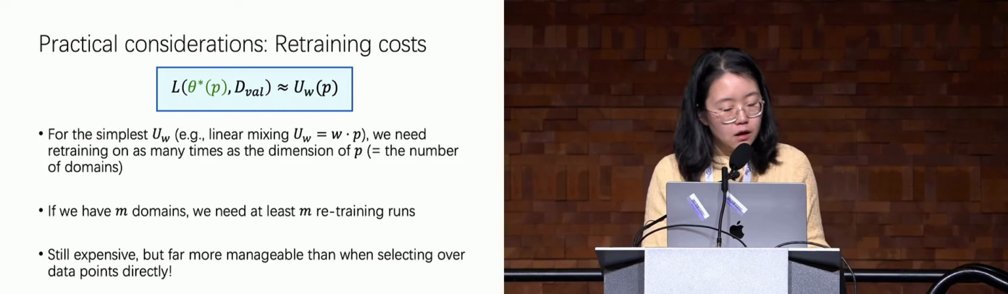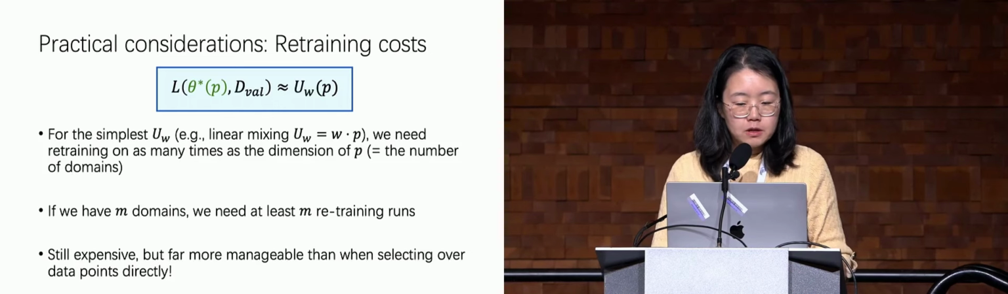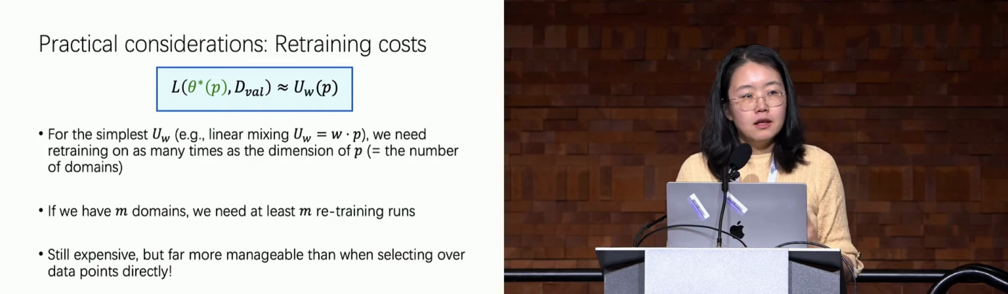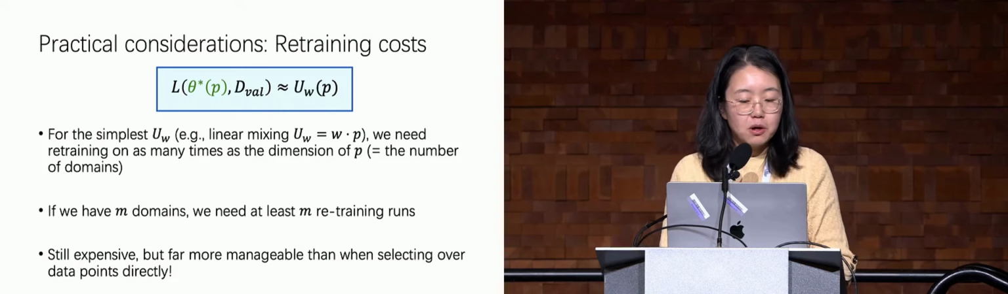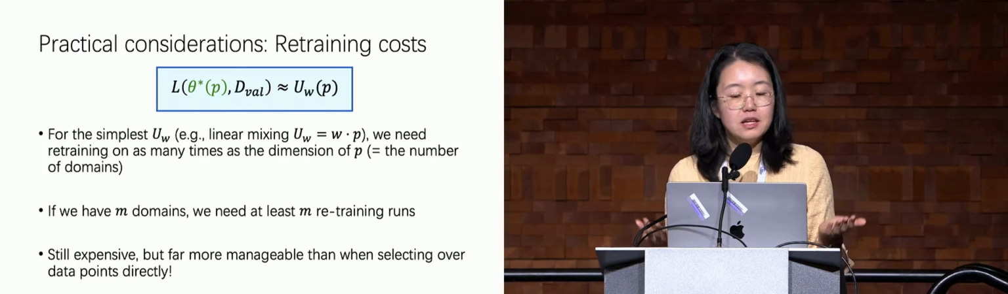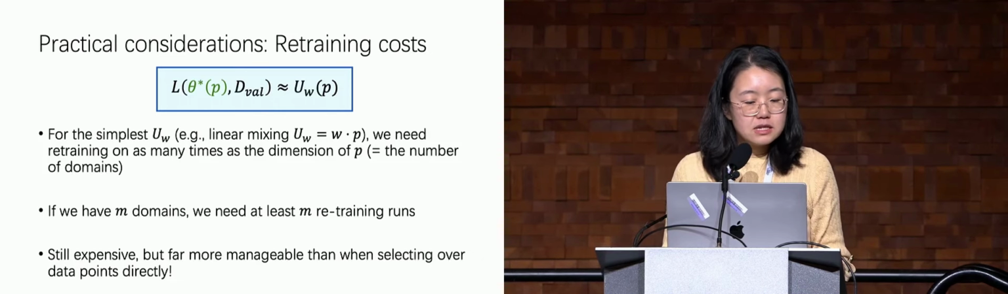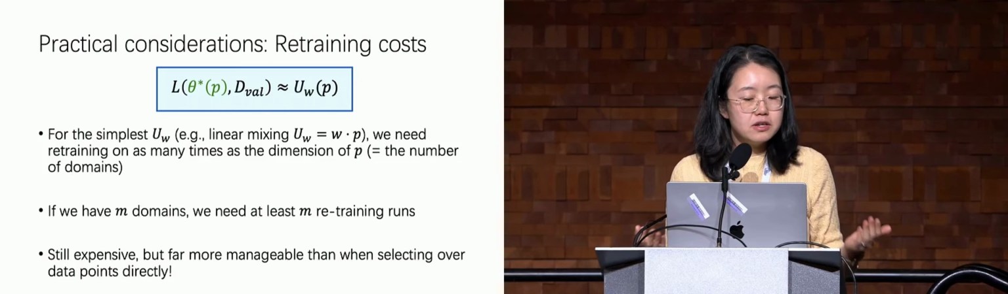So how can we handle the retraining cost? And how large is the retraining cost? Let's do some analysis. Let's think about the simplest model that we can imagine, maybe a linear model. So UW is a linear model. And in this case, how many parameters are there in the model?